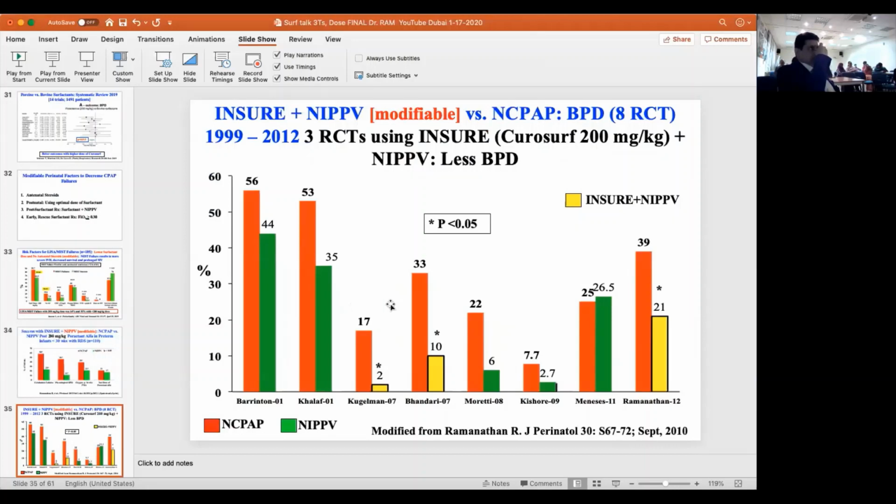Again, there are many studies from 1990 comparing CPAP versus NIPPV. And in these three trials, from Israel, Hungary, Philadelphia, and our own trial, as you can see, combining higher doses of surfactant and NIPPV, we have less BPD. This is not a primary outcome.